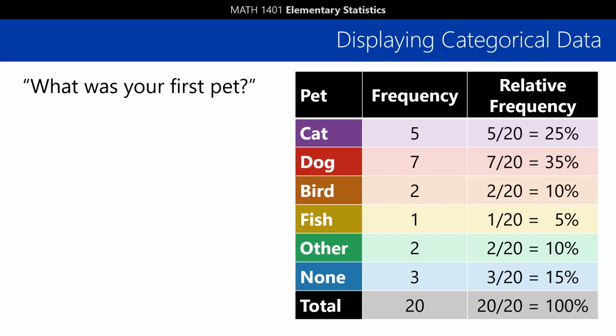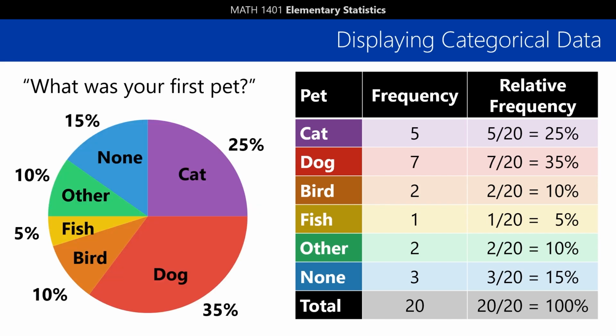Using the relative frequency, we can visually present the data as a pie chart, which makes it even easier to compare what proportion of the class had each response for their first pet. Notice that all of the proportions have to add up to 1, or 100%.